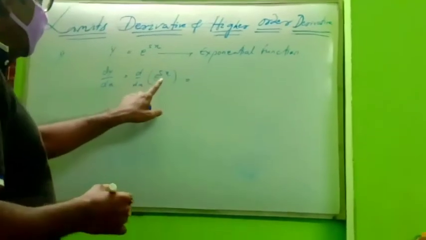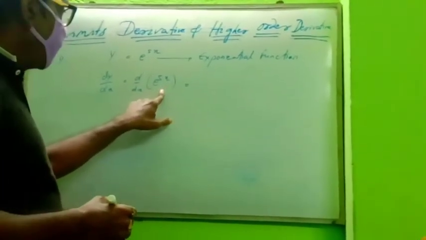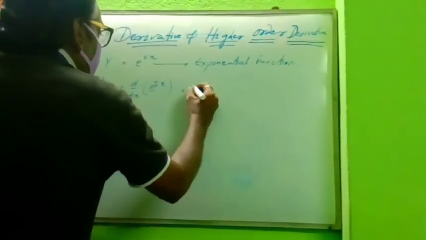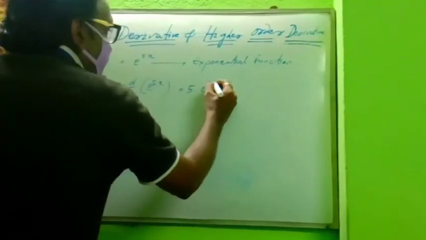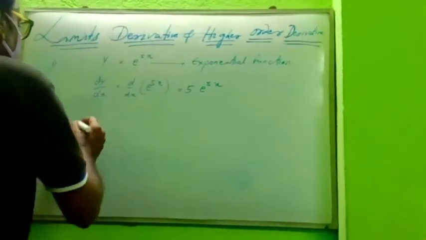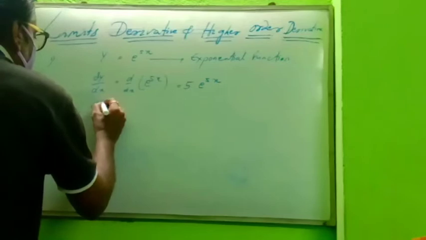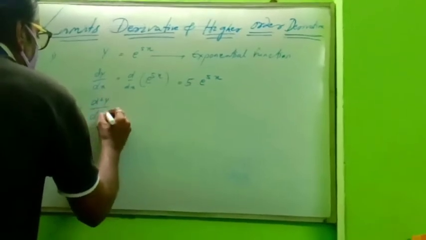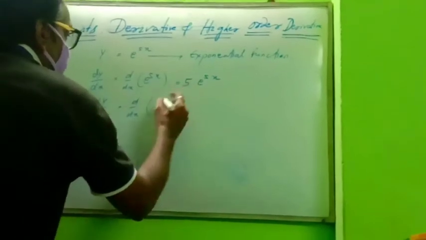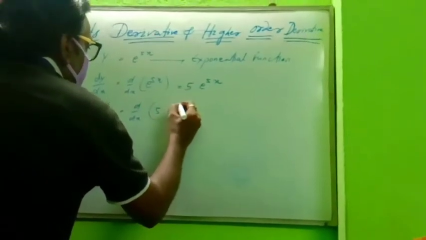The derivative of an exponential function will be the same, but the coefficient you have to take outside. This will be 5 into e to the power 5x by the chain rule. This is called the first order derivative. Next, the second order derivative, d square y by dx square. That means d by dx of what you got: 5 into e to the power 5x.